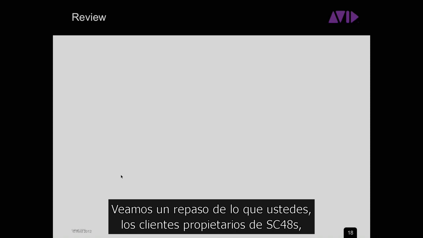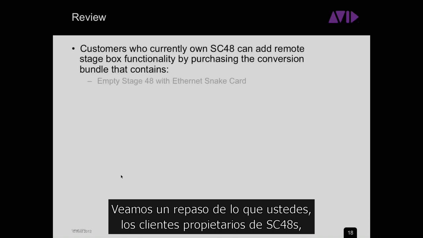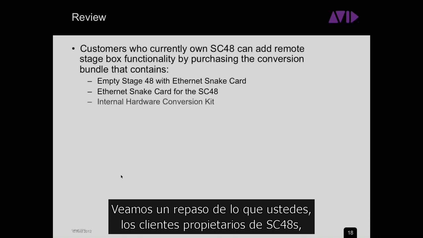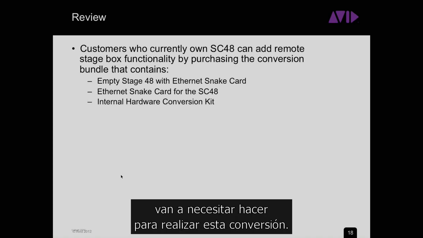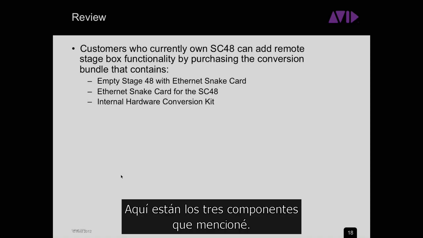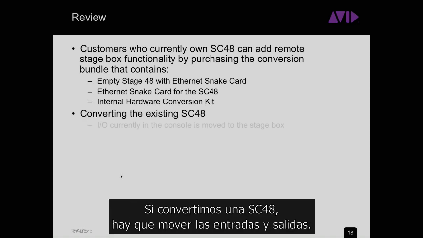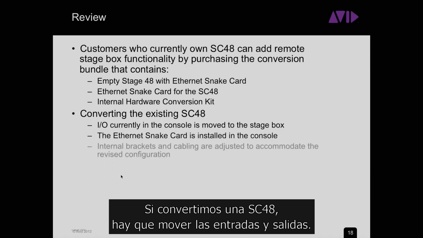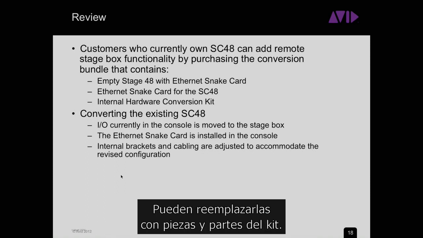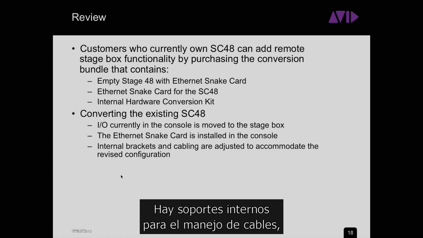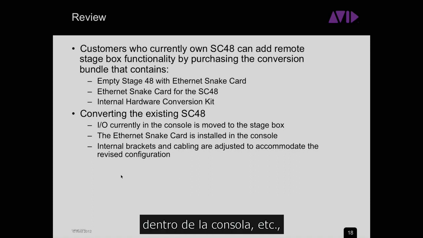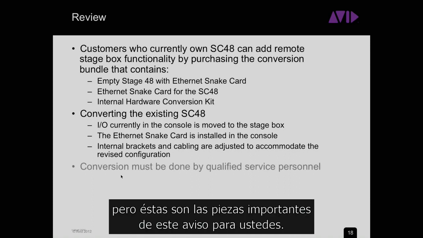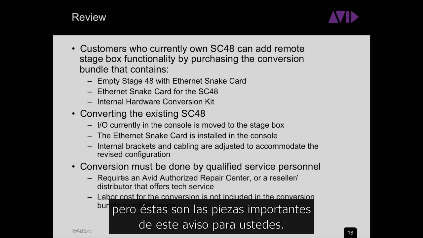So let's just review what you customers that are SC48 owners are going to need to do to get this conversion to happen. Here are the three components that I mentioned earlier. If we're converting an SC48, the I/O is moved around. Obviously, you can replace it in the different pieces and parts of the kit. There are some internal brackets, as I mentioned earlier, that handle some of the cable management within the console itself, etc. But these are really the important pieces of this notification to you.